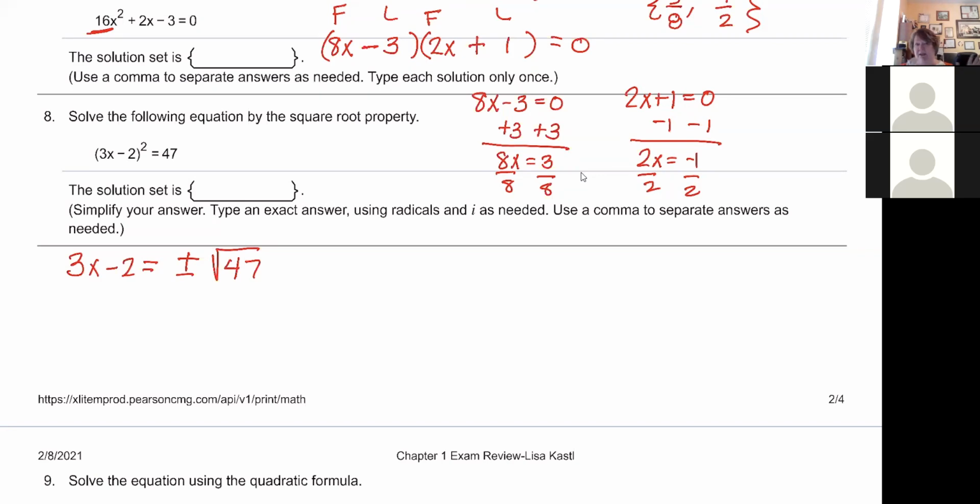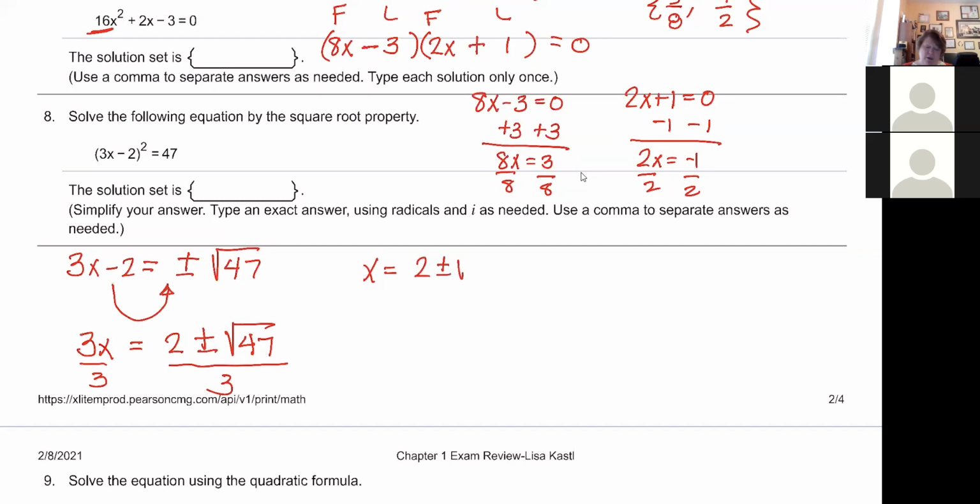So to solve for x, I just need to move the 2 to the right-hand side. I move the 2 to the right-hand side by adding it to both sides. So that minus becomes a plus when I move it over to the right-hand side. And then to solve for x, I divide both sides by 3, and I divide everything on the right-hand side by 3. So x is 2 plus or minus the square root of 47, over 3.